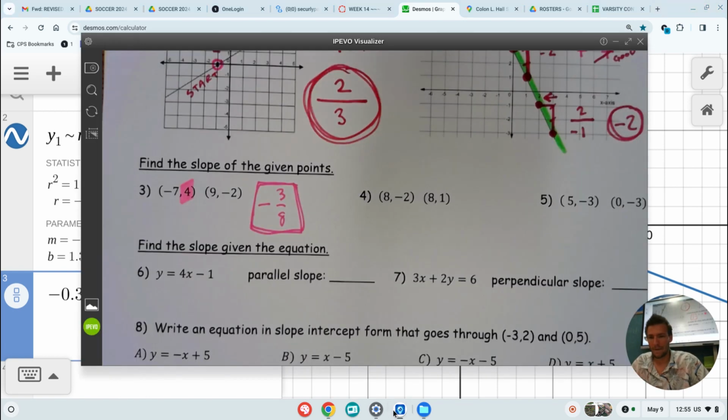So there's 3 different ways to do it: count it, formula, or use DESMOS to make the line. So when we get to number 4, what method do you feel like you like best? Which method do you want to use? Anybody want to pick? The second one, which is the slope formula.